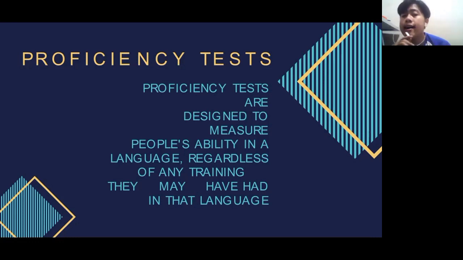Proficiency tests are designed to measure people's ability in a language, regardless of any training they may have had in the language. If we want to measure people's language ability, we must use the proficiency test.